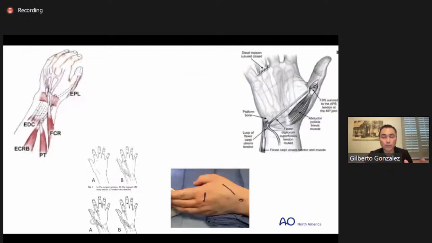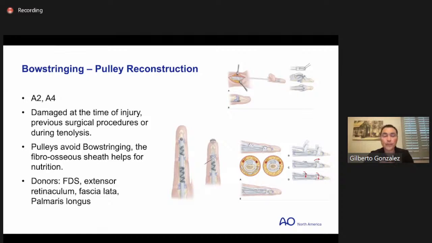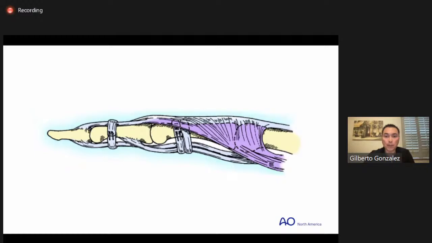Local options for rerouting of the tendons can be from volar to dorsal, and you can bring the flexor carpi radialis, for example, to try to repair a massive extensor digitorum communis tendon. Now, we know that A2 and A4 are very important pulleys for avoiding bowstringing, and this is important when we plan our reconstruction.